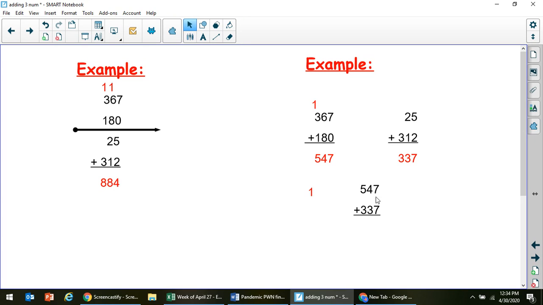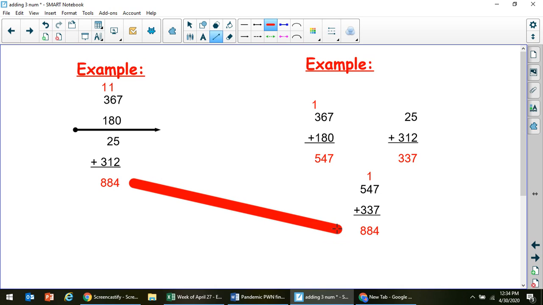So now I'm going to add these. Well, I have 7 plus 7, which gives me 14. I got to carry my 1. Ooh, I like where I'm going to add this 1 to this 3. So now I have 4 plus 4, which gives me 8. There we go. And then I'm going to add 5 plus 3, which gives me 8. So I still, as you can see, got the same exact answer.